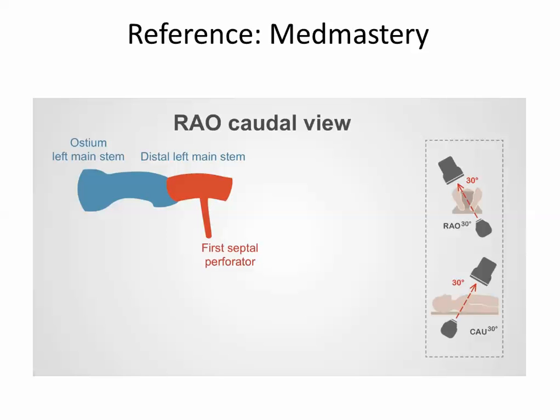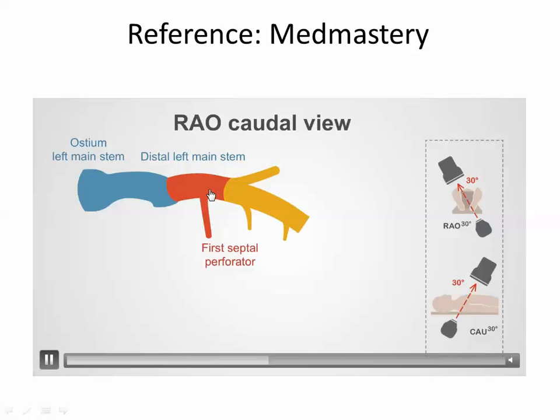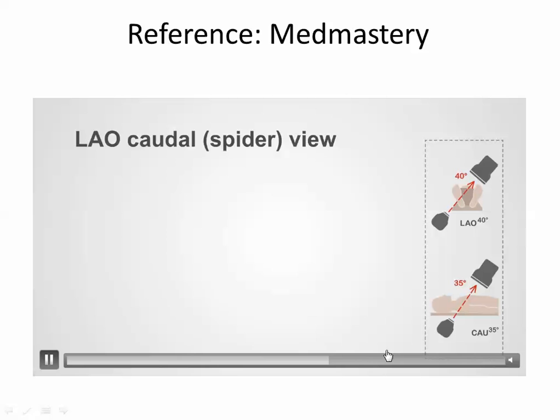Okay, so you can comment. This view is good for both the left main, proximal LAD and LCX, because it's caudal. This is the LAO caudal view, which is the spider view. You will see the left main here.